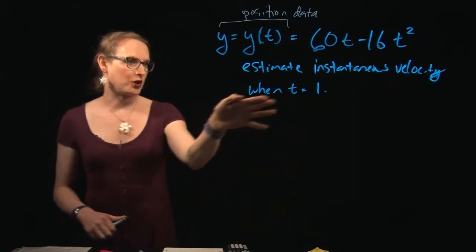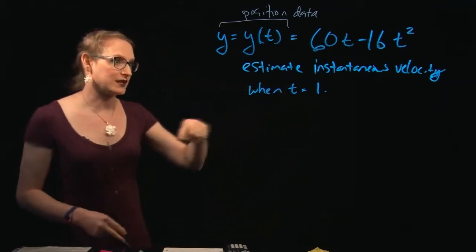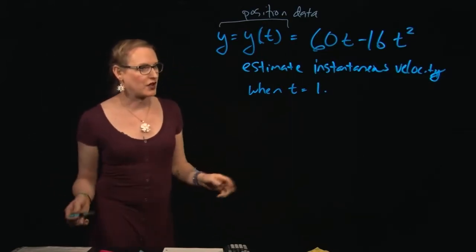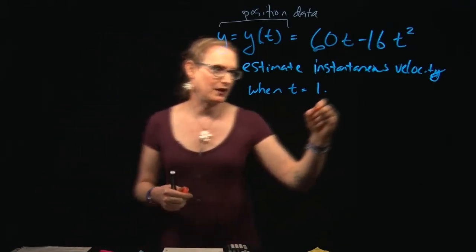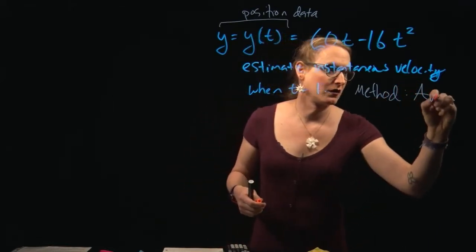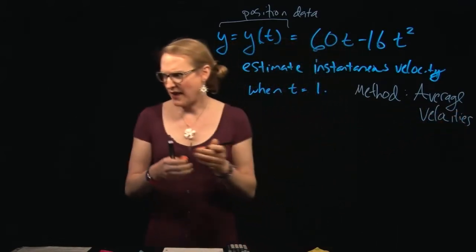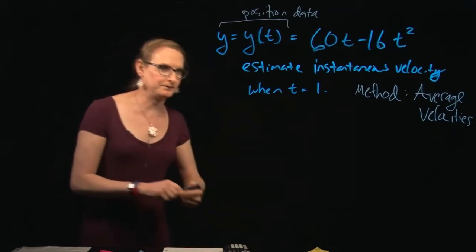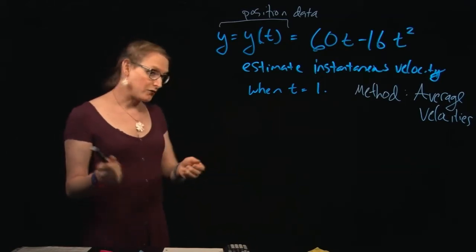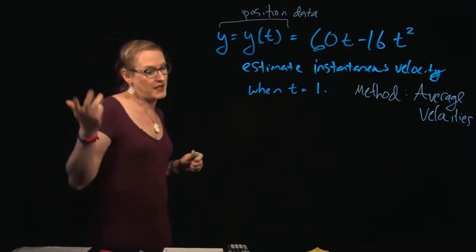So we're going to focus our attention on a particular point in time, t equals 1, and we're going to estimate the instantaneous velocity as the result of a sequence of calculations of average velocities. So the method is going to be to use average velocities. When we're estimating values for limits, we have that numerical tool in our toolbox. And we're going to choose a sequence of values that converges to the value that we want the limit at.